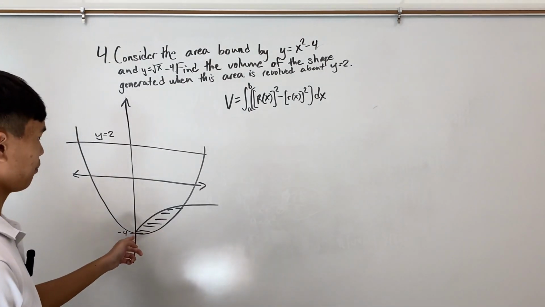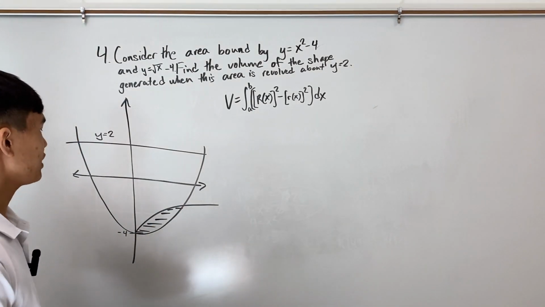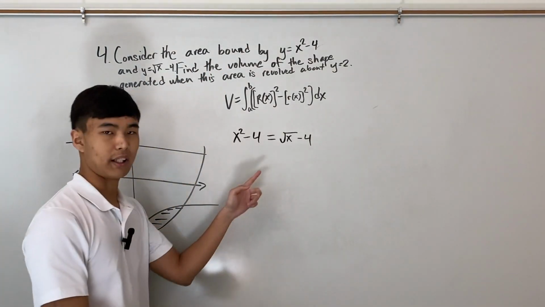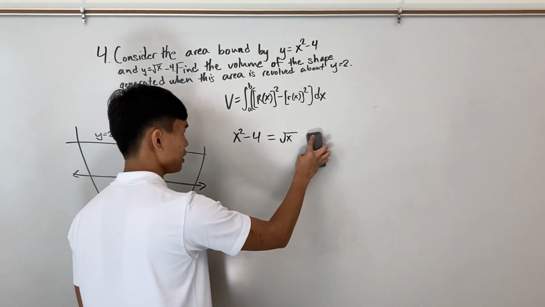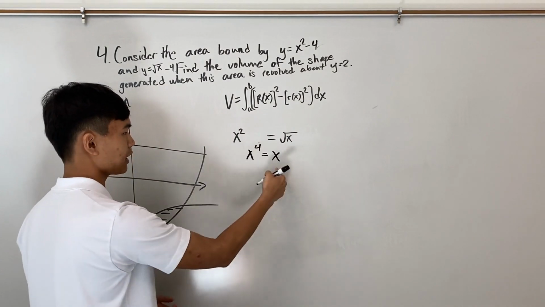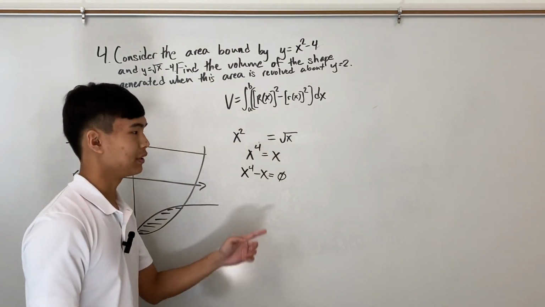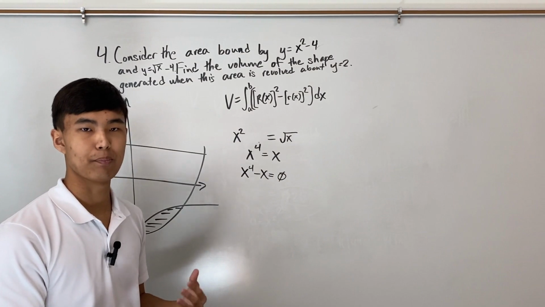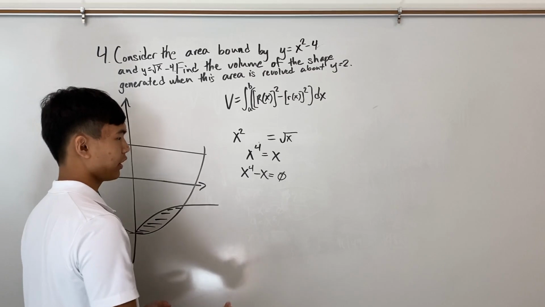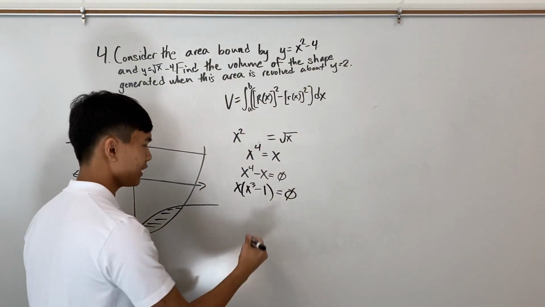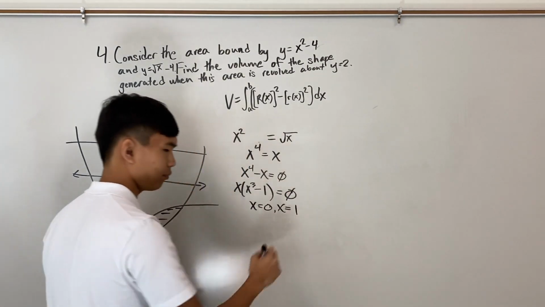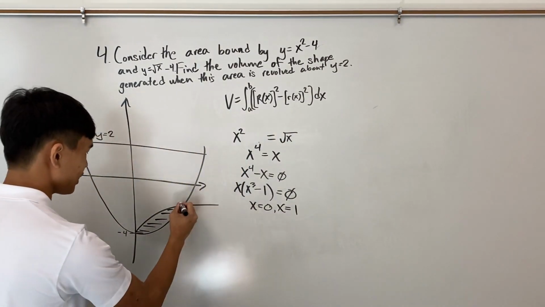Now let's find our bounds of integration. I'm going to do this by setting the two curves equal to each other and finding their intersection points, like so. From here, the minus 4's cancel out. Then I'm going to square both sides, like so, and subtract x to this side. Dividing by x here will make you miss out on a solution, and then you only have 1 point, which doesn't make sense. So I'm going to factor out an x. From here, we can see that x equals 0 and x equals 1. So these are our intersection points.